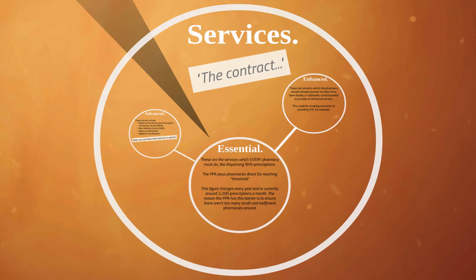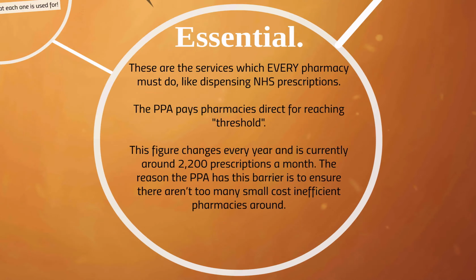So, as I mentioned at the beginning, you've got to know the pharmacy contract. You've got to know the difference between essential, enhanced, and advanced services. Essential services for me are those which every pharmacy must do, like dispensing NHS prescriptions. Believe it or not, if you're being paid as an NHS contractor, which most pharmacies are, there is a legal responsibility for that pharmacist to take FP10s from NHS patients and dispense them. They're not legally allowed not to dispense it unless it's a clinical scenario.